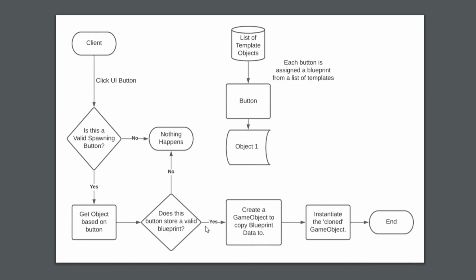Now, each button will be assigned a blueprint from a list of templates, as you can see at the top. So if so, we will create a game object to copy the blueprint data to, and then instantiate it, and the object will be spawned in the game.